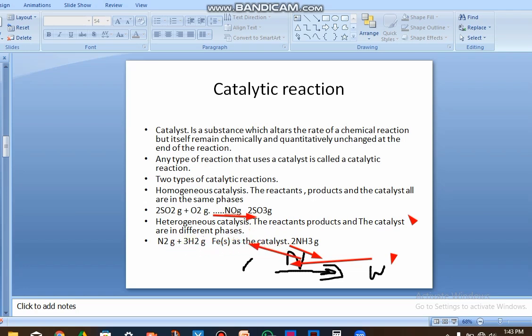But the heterogeneous catalyst is the opposite. Both the reactant, the product and the catalyst must not be the same. They must be different. Look at the reactants now. Gas. Look at this thing. Let me cancel this so you will understand.